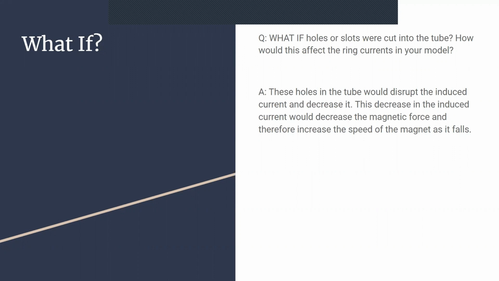The holes in this tube would disrupt the induced current and decrease it. This decrease in the induced current would decrease magnetic force and therefore increase the speed of the magnet as it falls. And that wraps it up for Lab 4.